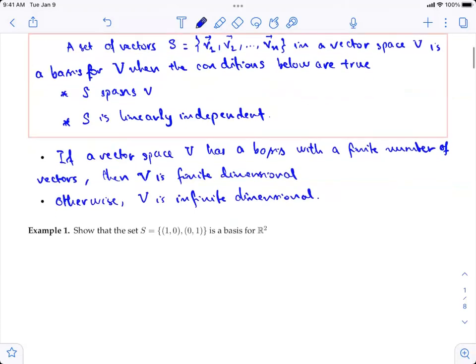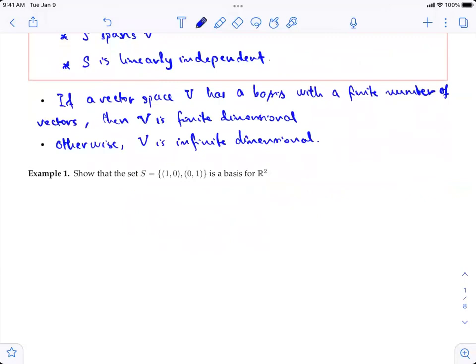The next thing we're going to do is play around with some examples. In the first example, we want to show that the set consisting of the two standard unit vectors, (1, 0) and (0, 1), is a basis for the two-dimensional vector space. Again, by the definition of a basis, we need to show two things: first, that S spans the entire vector space, and second, that S is linearly independent. The given set consists of the two standard unit vectors (1, 0) and (0, 1).